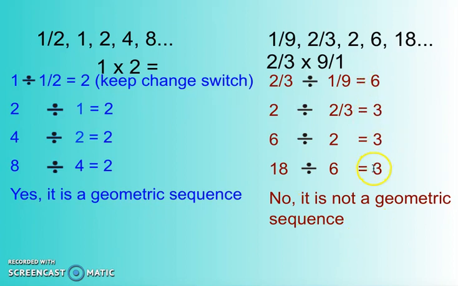Okay, all of the quotients have to be the same. That's why it's very important that you try each of the terms, because it only takes one of them to be different to make it not a geometric sequence.